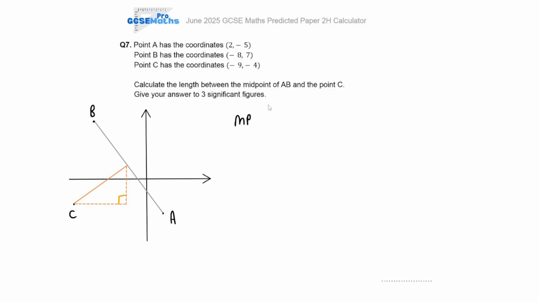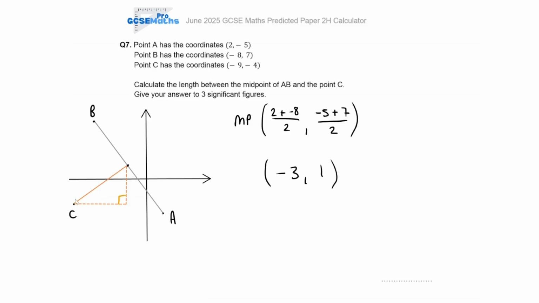So I'll just put MP for midpoint. To work out the midpoint, for each coordinate we just need to add the 2 numbers together and divide by 2. So for example, for x, I'm going to do 2 plus -8 and half it to find the average. And then for y, -5 plus 7, again over 2 to find that midpoint. So you can obviously type that into your calculator or just work it out yourself. You should get -3, 1. So this is the point here, -3, 1.